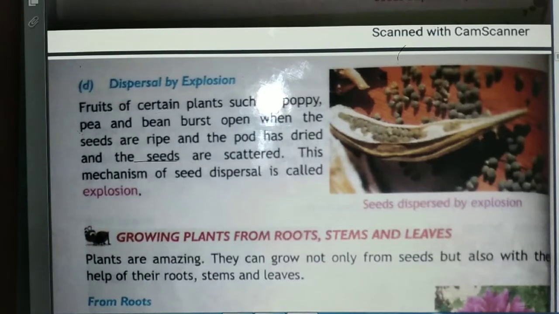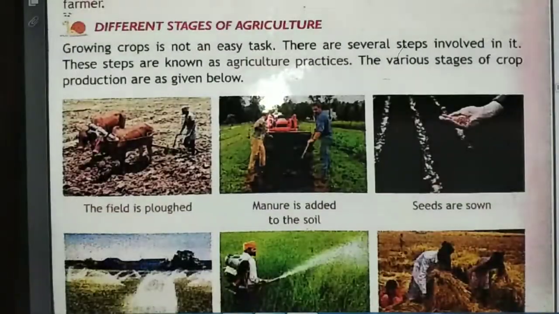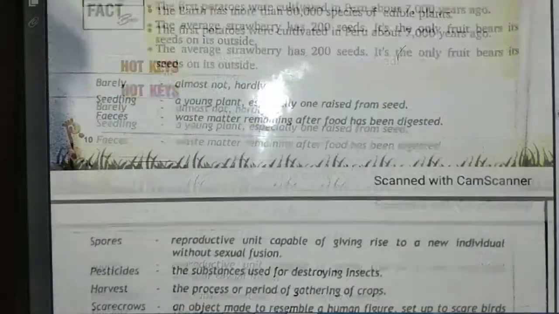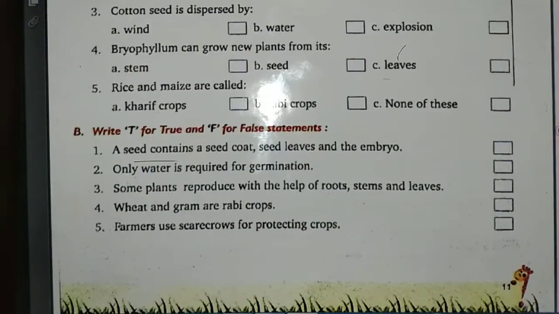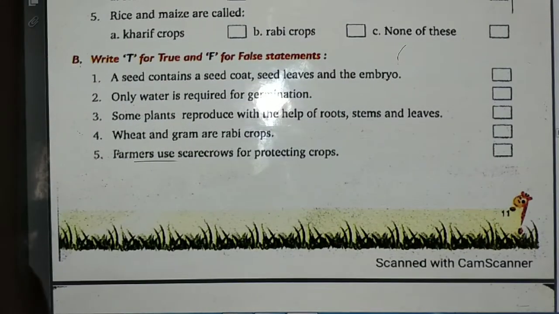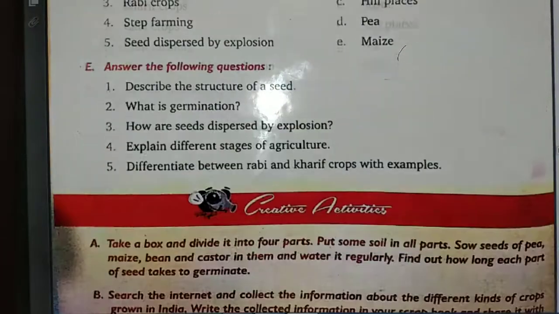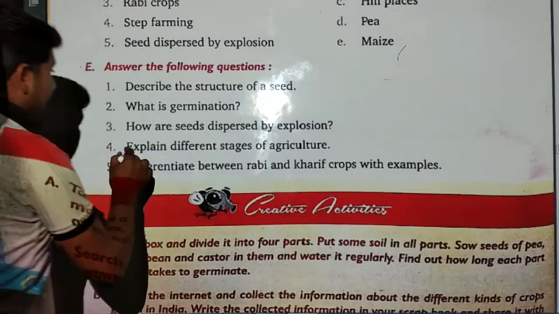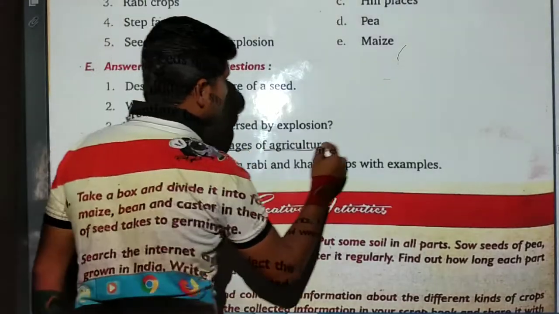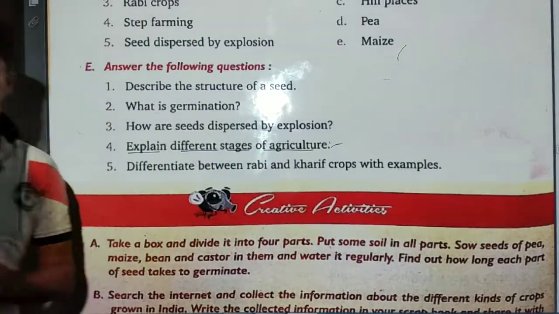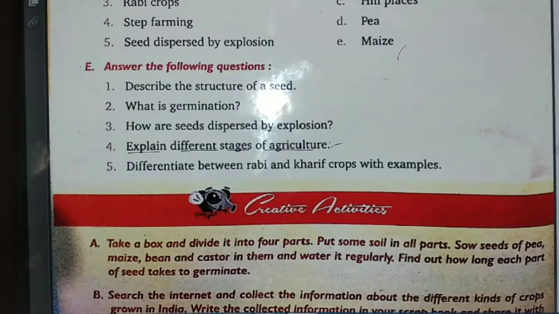Now we have to do the fourth question. So what is our fourth question? Explain different stages of agriculture. We will also discuss what are the different stages of agriculture.